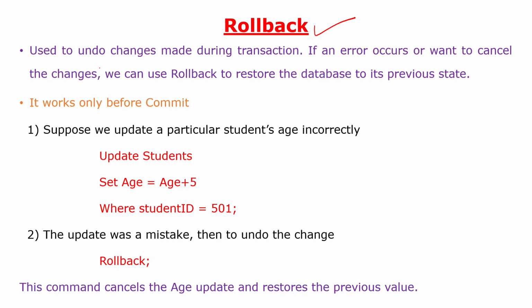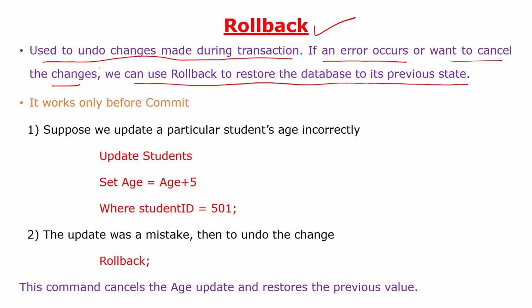Now let's see rollback. Rollback is used to undo changes made during a transaction. If an error occurs or we want to cancel the changes, we can use rollback to restore the database to its previous state. And this rollback works only before the commit command.